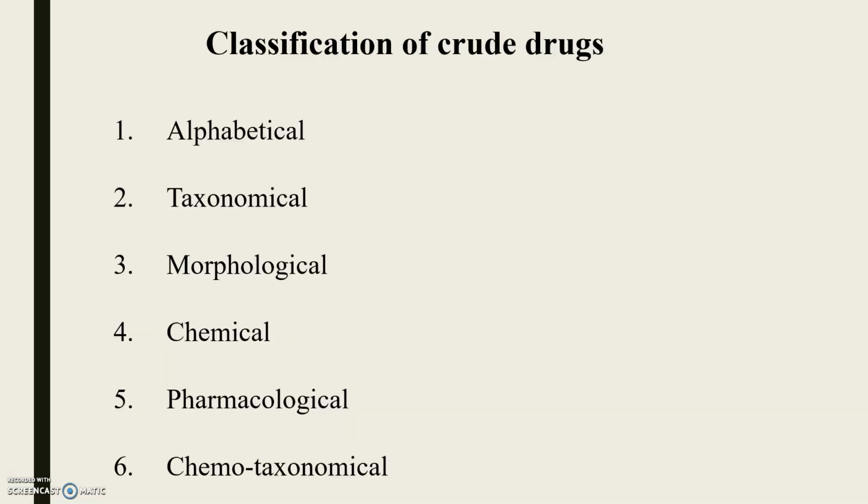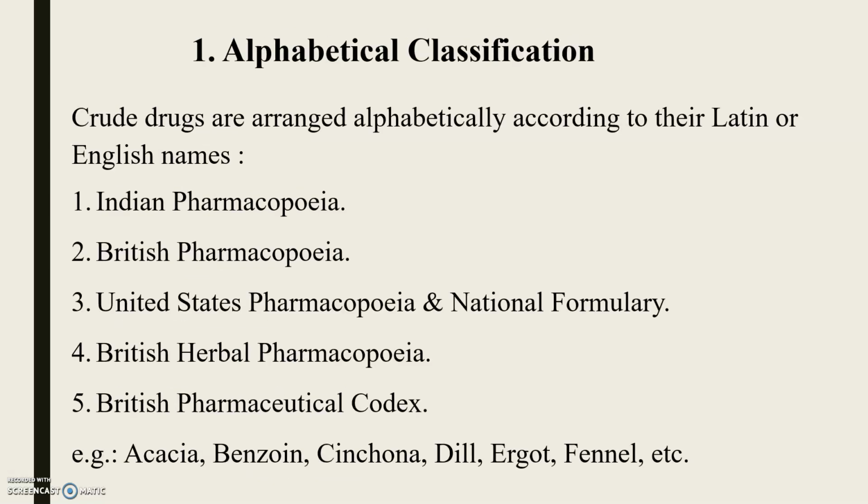These are the different methods of classification of crude drugs. First one is alphabetical, second is taxonomical, third is morphological, fourth is chemical, fifth is pharmacological, and sixth is chemotaxonomical classification. We will see each one by one. First one is the alphabetical classification.